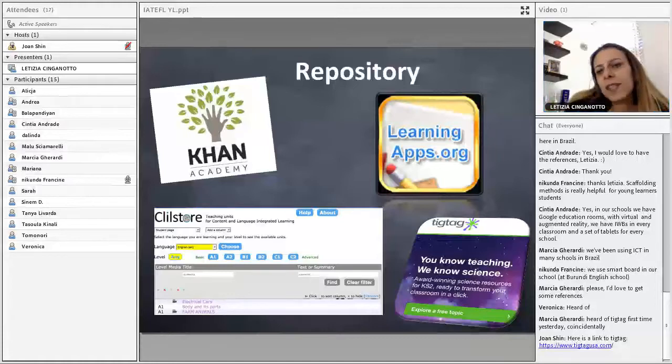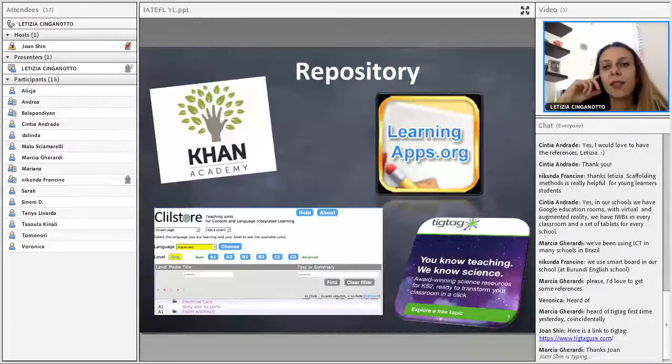And then Learning Apps is another interesting website where you can surf, you can find a lot of lessons, once again interactive. And you can also build your own with quizzes, games, and videos. You can really design with Learning Apps.